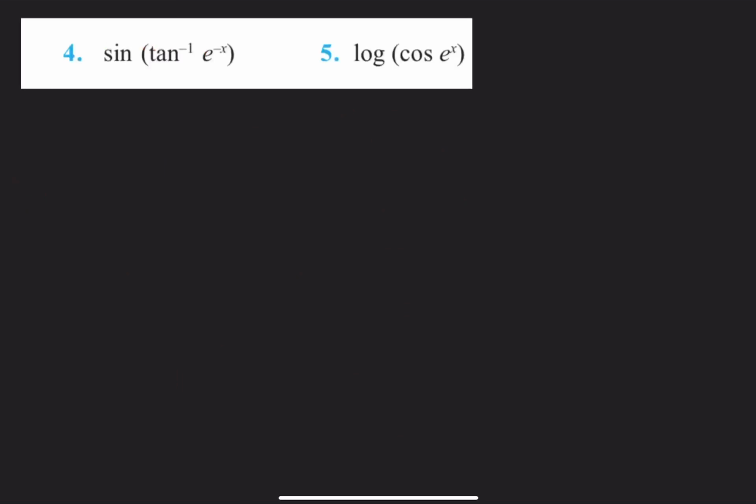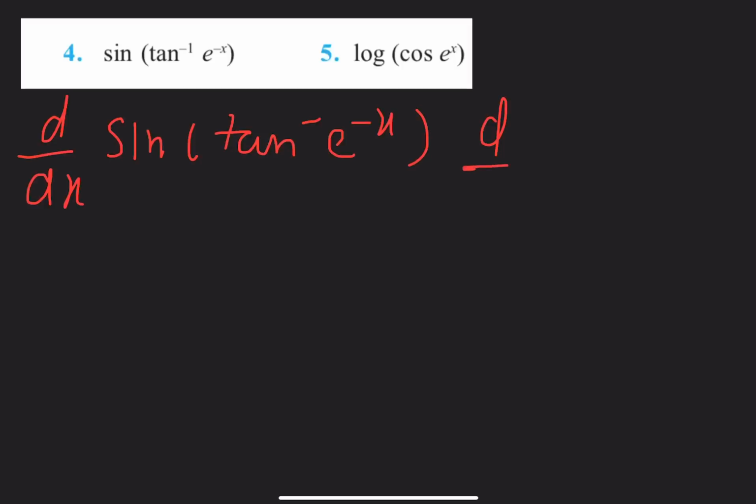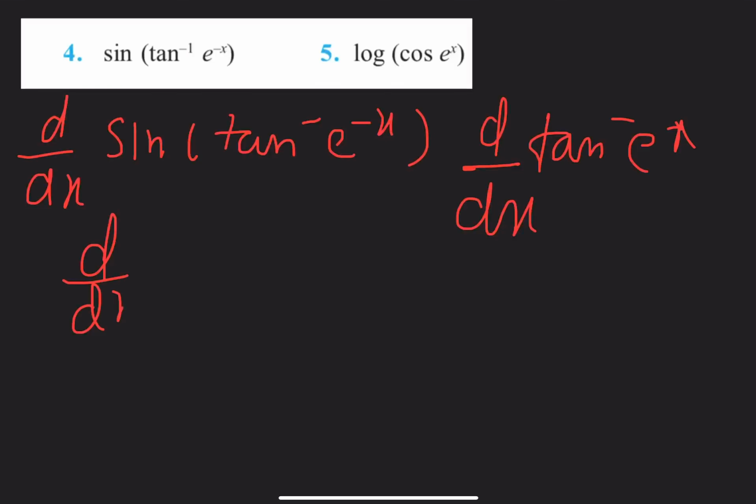So first, there are three functions here: sine function, tan inverse function, e function. So if there are three functions, of course you have to use the chain rule. Differentiate them one by one. So first you write the derivative of sine of tan inverse e to the power minus x, into the derivative of the next function, tan inverse e to the power minus x. And lastly, you have the third function, which is the derivative of e to the power minus x. Now sine's derivative is cos of that function, so the derivative of sine will be cos of tan inverse e to the power minus x.